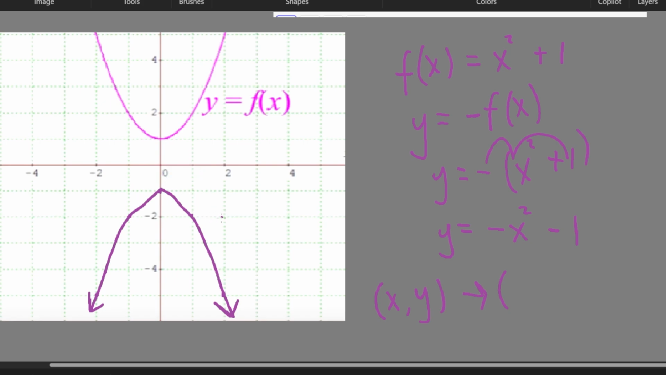But our y values are being affected. When y is 1, transformed, it's -1. When it's 2, transformed, it's -2. So this is the mapping notation. And the line of reflection would be the y-axis, or x equals 0. That would be the line of reflection.